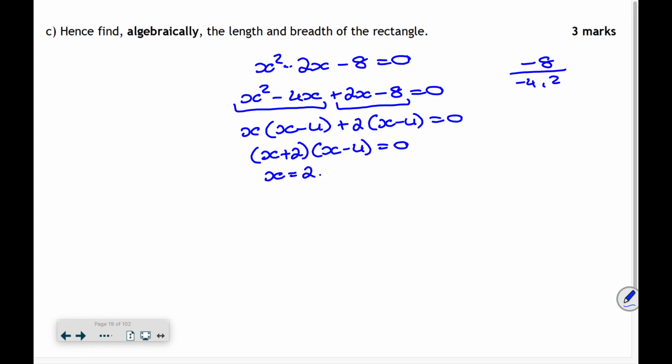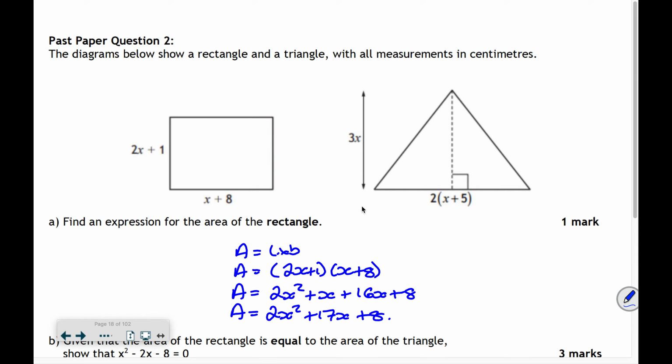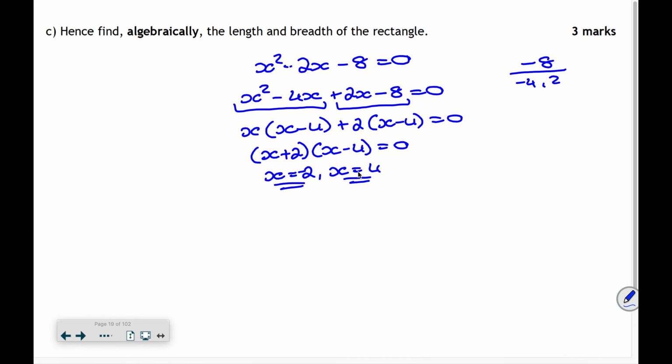So x is equal to 2 and x is equal to 4. Sorry, x is equal to negative 2 and x is equal to 4. My apologies. So again, another situation where we want to decide which one we're going to use. So common sense tells you that you can't use the negative value because you can't have a negative height in a triangle. So it would have to be x is 4. So we just discard this. So we can say, therefore, x is equal to 4.